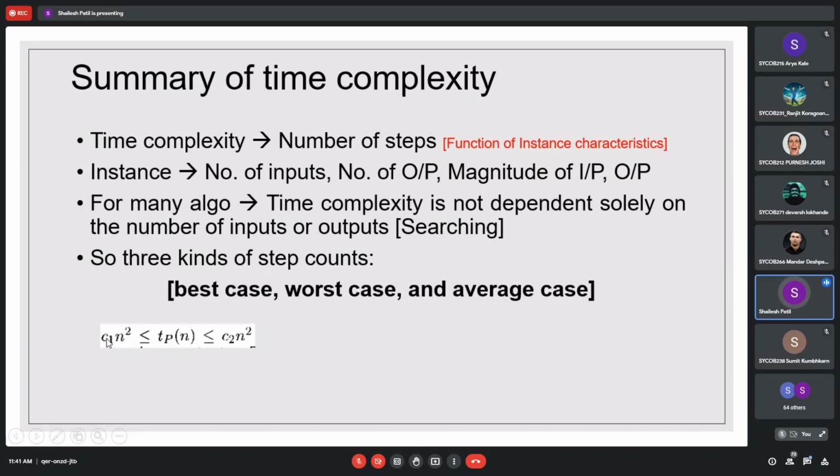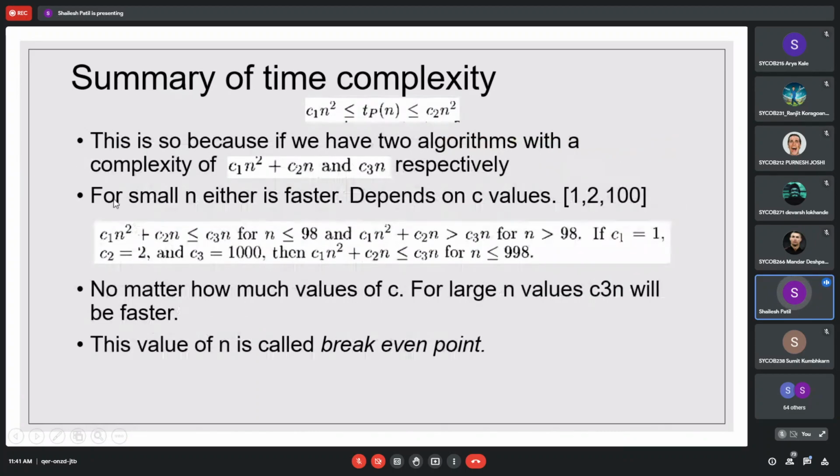For the time being, there is one function, f of n, or we can say T(n), where the function is greater than or equal to c1 n square and less than c2 n square. Likewise we have to work on the function. For a small n, either it is faster, it depends on the values. We can say with this example.